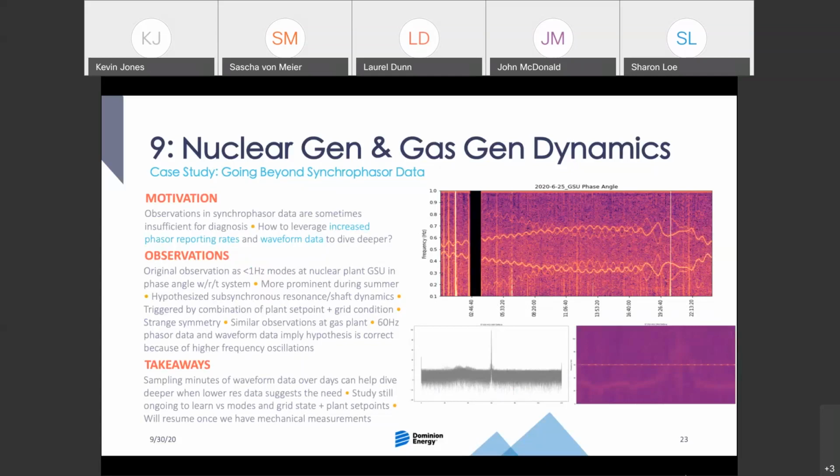So we spotted something in our Synchrophasor data, but it wasn't sufficient for analysis. And so we went to our DFRs and we set up timers so that we could capture minutes of waveform data, not from an event, but just from ambient conditions. And then we were able to analyze those and confirm some of our hypotheses. So again, just as Sasha spoke to the need for higher resolution data for some aspects of analysis, this is just a great example of that.